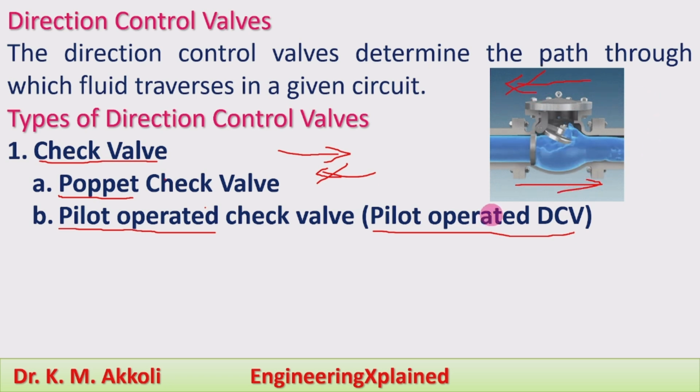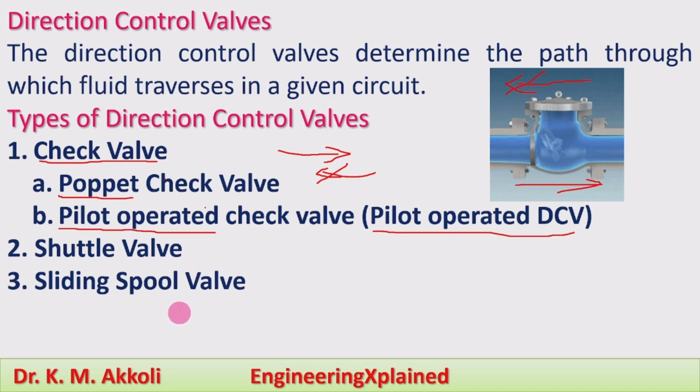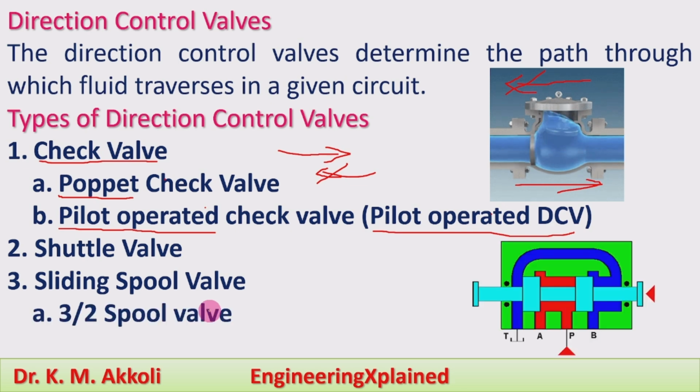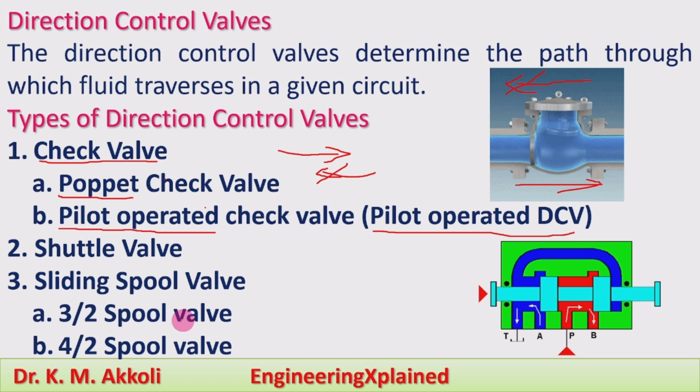That is the check valve. The other type of direction control valves are the shuttle valves. A shuttle is the part which is used to operate the valve. The next type is the sliding spool valve, where the spool slides in order to control the direction. In that there are two types: the 3 by 2 spool valve and the 4 by 2 spool valve.